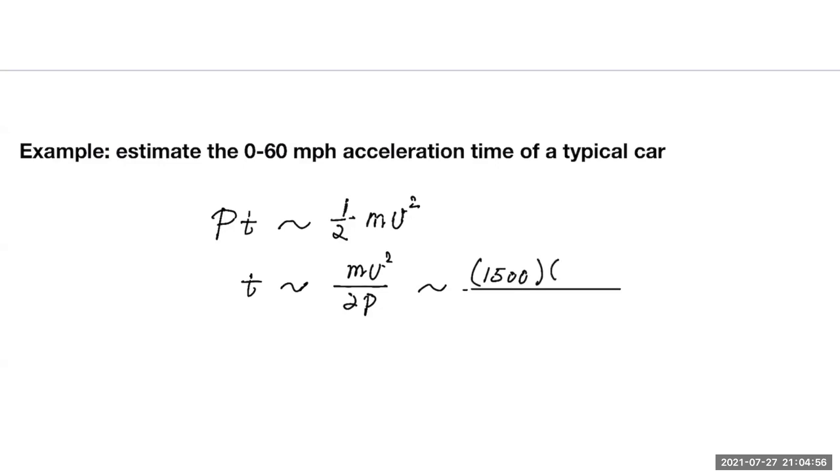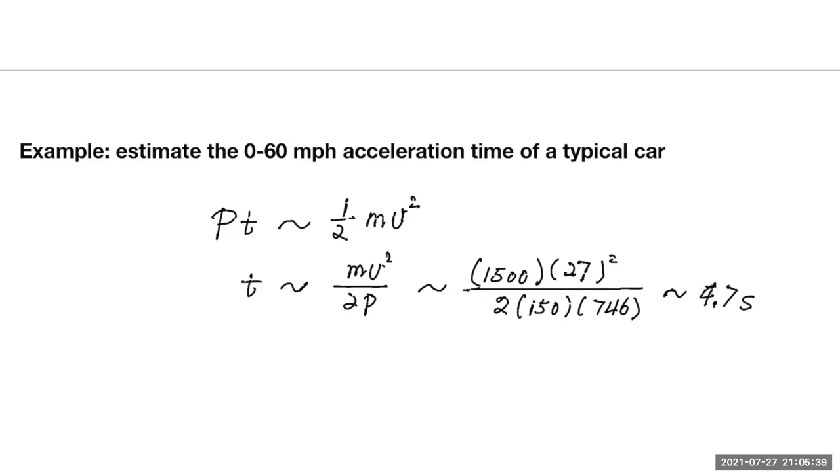And the speed is 60 miles per hour, which when you convert to meters per second is roughly 27 meters per second. Okay, you square that, you divide it by 2P. A typical car, we're looking at maybe 150 horsepower, you know, not very strong, but not very weak. 150 horsepower, each horsepower, as you know, is 746 watts. Okay, remember you have to turn everything into prime SI unit. Okay, and if you do this calculation, you find a time to be, in two figures, 4.7 seconds.